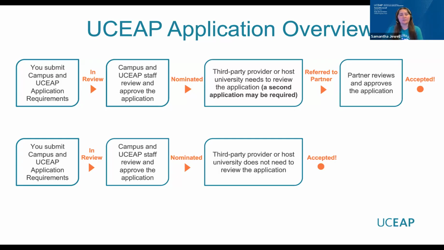We base our program eligibility requirements on what the host requires. So as long as you follow the instructions and submit a complete and correct application by the deadline, you should be officially accepted into the program. Some programs, like the last one at the bottom here, don't require a third party or host university to review your application, in which case you'll be accepted after UCEAP and your UC campus approve.